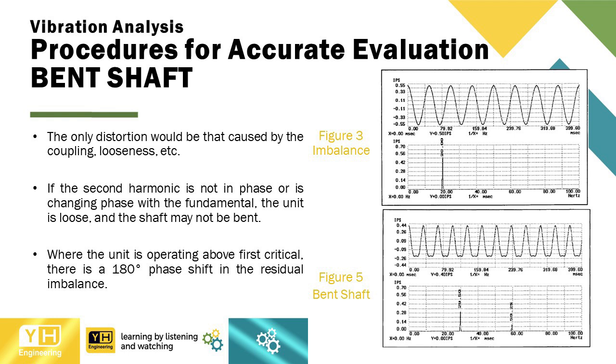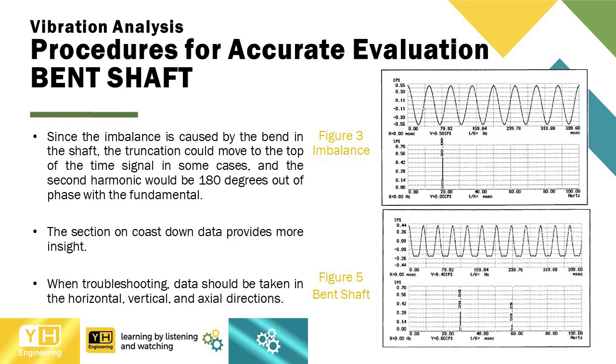If the second harmonic is not in phase or is changing phase with the fundamental, the unit is loose, and the shaft may not be bent. Where the unit is operating above first critical, there is a 180 degrees phase shift in the residual imbalance. Since the imbalance is caused by the bend in the shaft, the truncation could move to the top of the time signal in some cases, and the second harmonic would be 180 degrees out of phase with the fundamental. The section on coast-down data provides more insight.